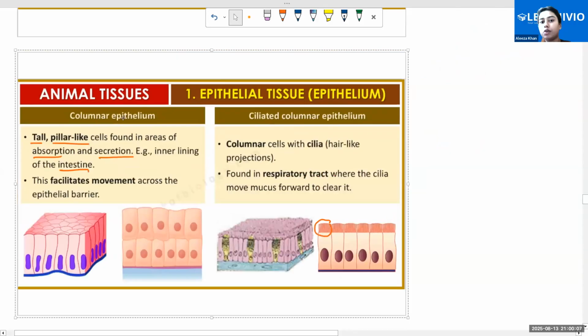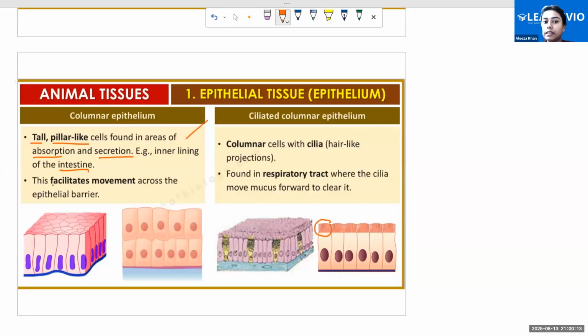But here your columnar epithelium is responsible for facilitating movement. Here also it is performing a movement function across the membrane. Now, the only difference in ciliated columnar cells is that they have cilia. So where can you find them? In the respiratory tract. Why are the cilia in the respiratory tract?